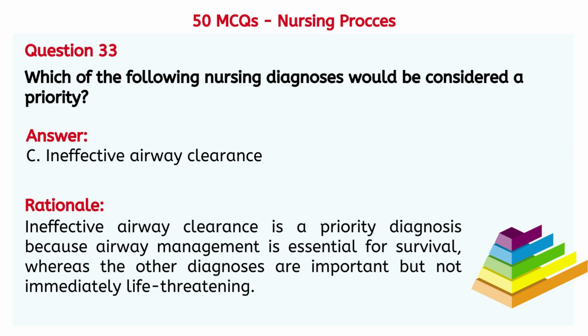The answer is C. Ineffective airway clearance. Rationale: ineffective airway clearance is a priority diagnosis because airway management is essential for survival, whereas the other diagnoses are important but not immediately life-threatening.